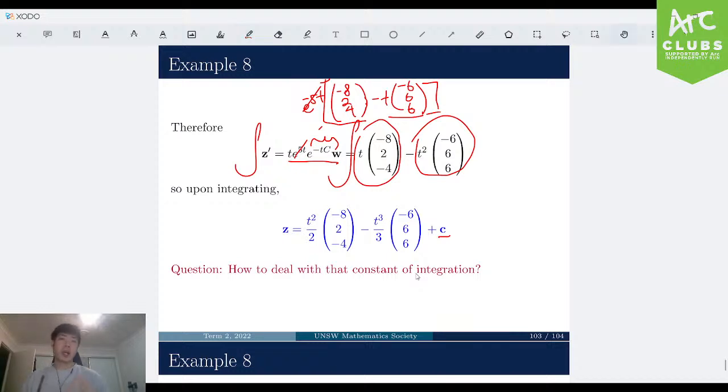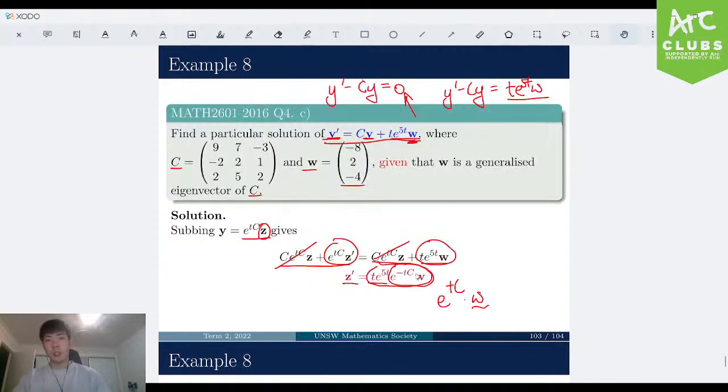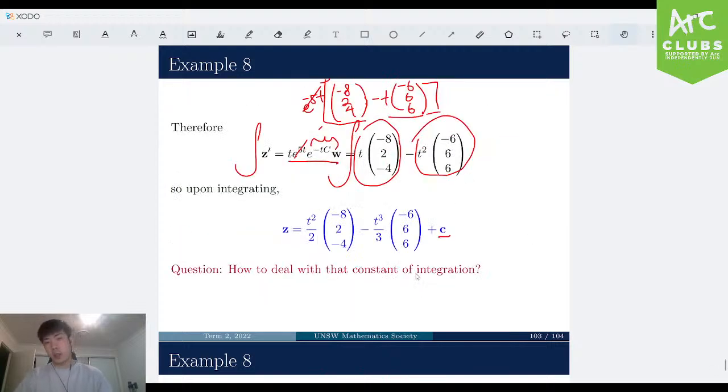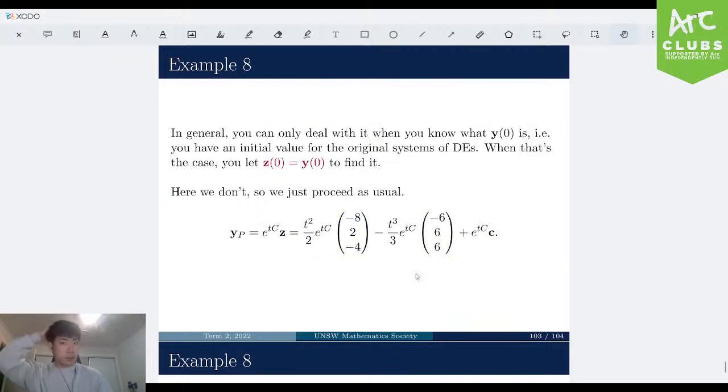Now note that we can't actually do anything about the c because there were no initial conditions given to us in the question. If there was an initial condition given to us, then sure, we can go ahead and sub it in and calculate c, but we can't, because we're not given any initial condition in this question. And that's exactly what we say in the next slide here. If we did have an initial condition, then we could calculate c, but we don't in this question, so we just let it be.